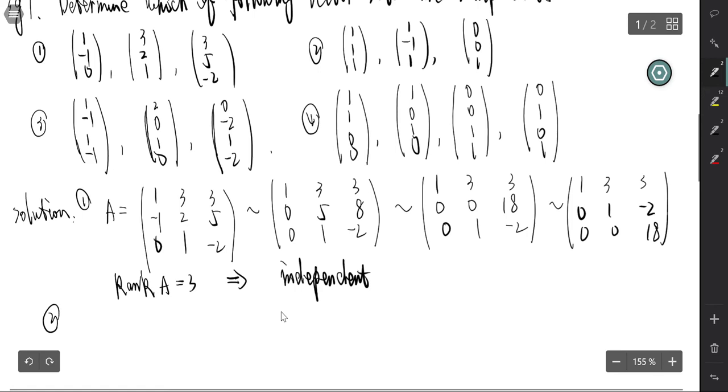For the first example, we use the criterion for rank to determine if the vector set is linearly independent. The second example is 1, 1, 1, 1, -1, 1, 0, 0, 1. We can use the determinant of A.